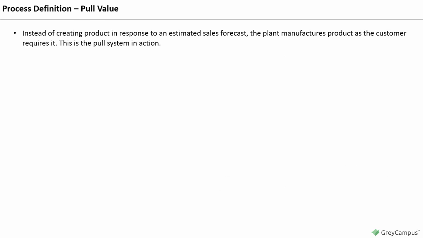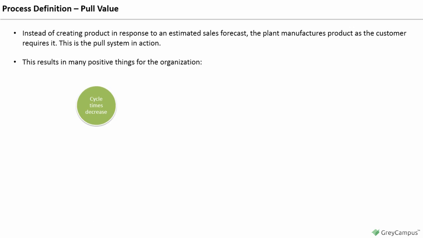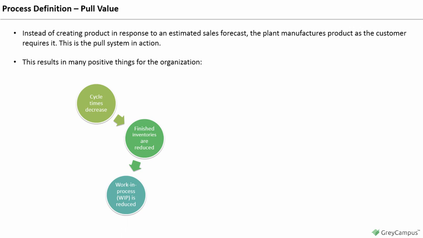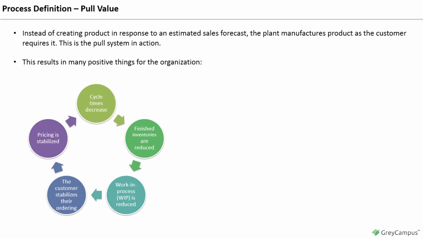Instead of creating product in response to an estimated sales forecast, the plant manufactures product as the customer requires it. This is the pull system in action. This results in many positive things for the organization. Cycle times decrease, that is, concept to launch, sales to delivery, etc. Finished inventories are reduced. Work in progress, or WIP, is reduced. The customer stabilizes their ordering. Pricing is stabilized.